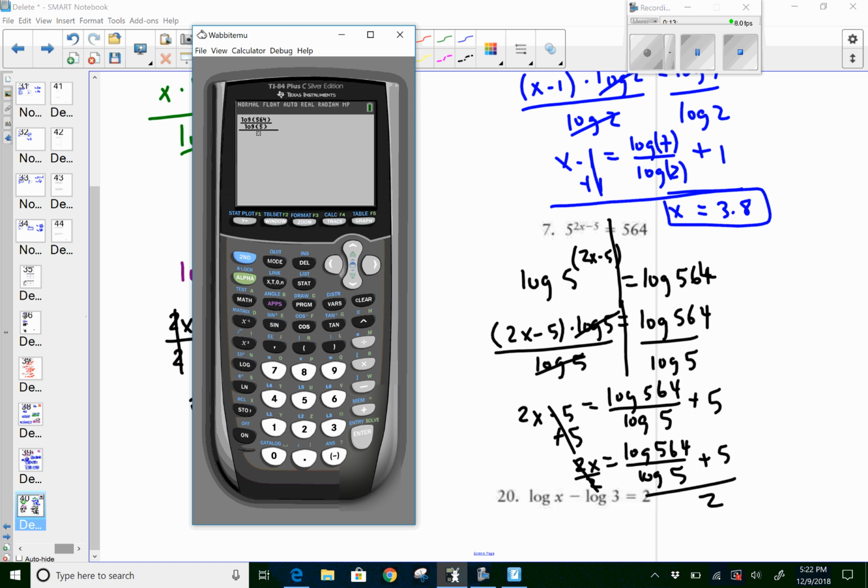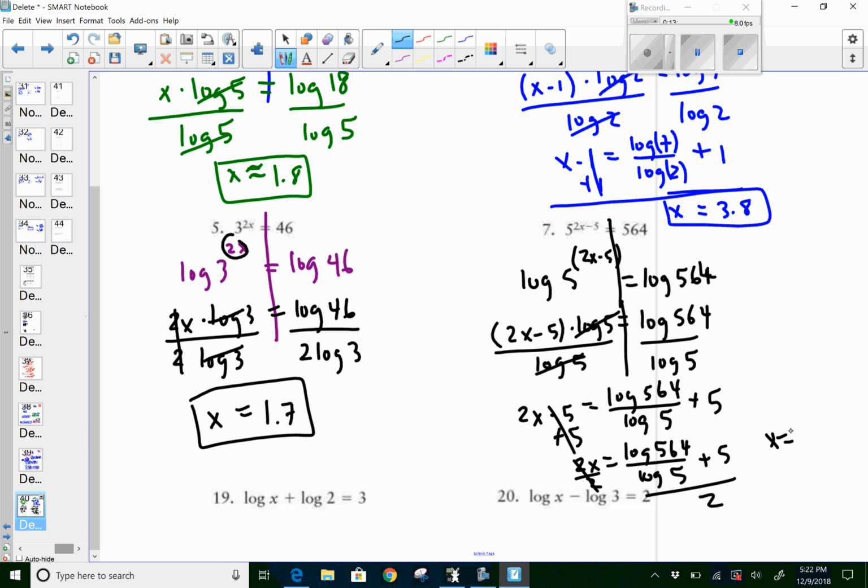And then I'm going to take that whole thing and add 5 to it. So I do plus 5. On the bottom, I'm going to divide this whole thing by 2. And I get about 4.5. So answer here, x is about 4.5. And again, depending on how he wants you to round it, round it. All right.